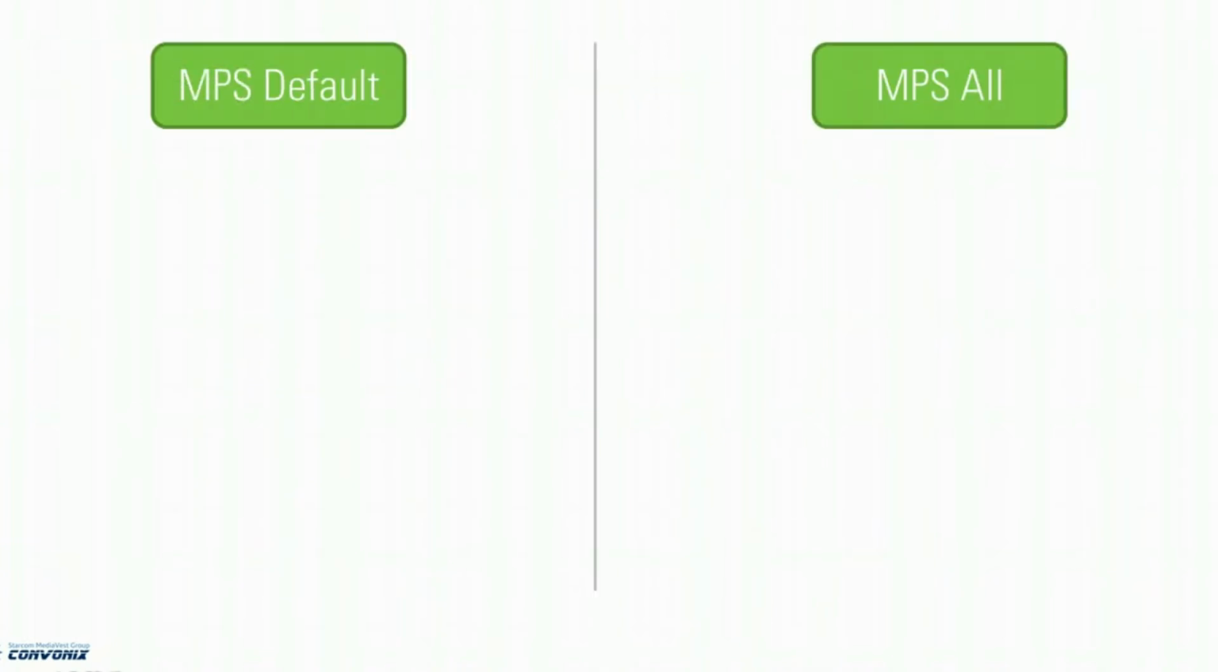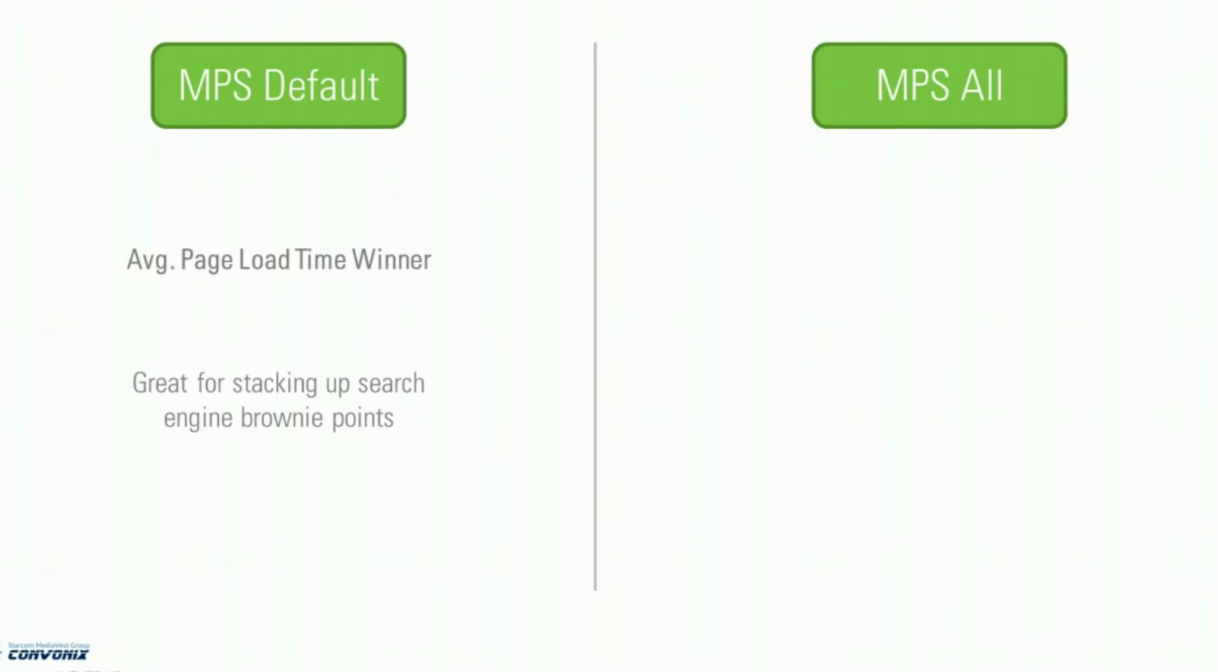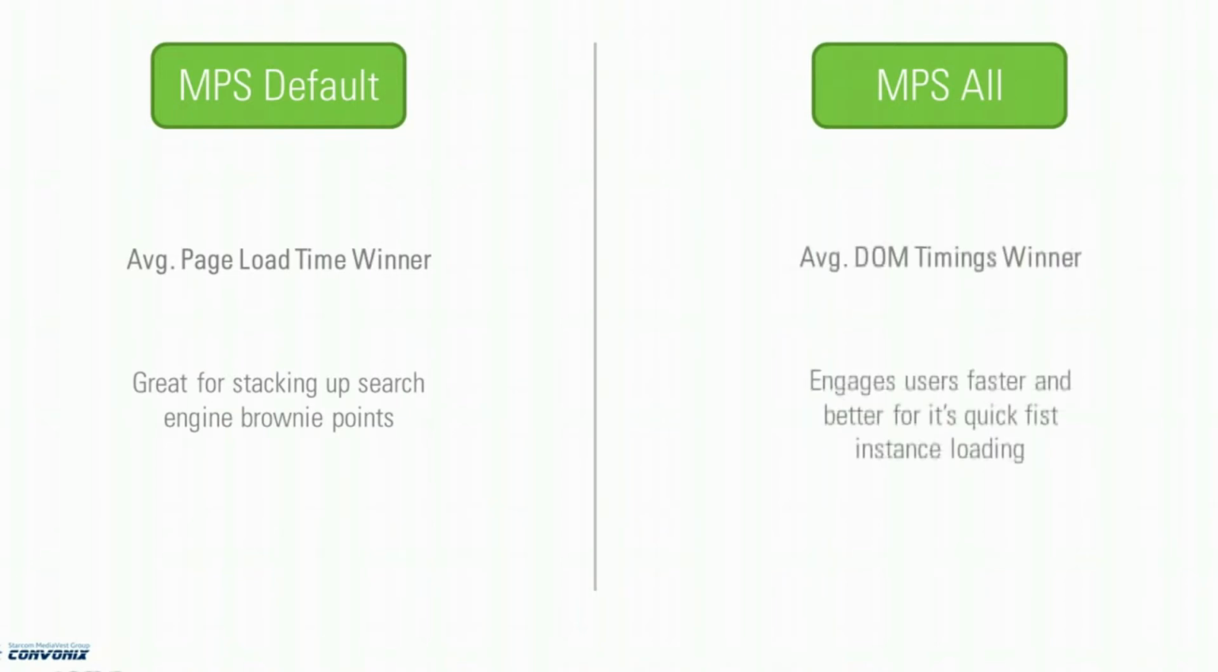With respect to the average page load time, mod_pagespeed with default filters takes the game. But with respect to average interactive element timings, mod_pagespeed with all filters is the clear winner. This means that from the user's perspective, mod_pagespeed with all filters seems to load faster and thus is visually the winner of a page speed contest.